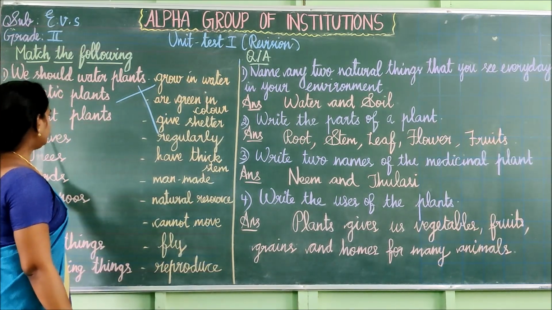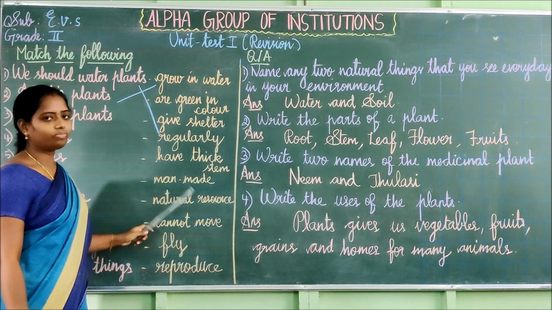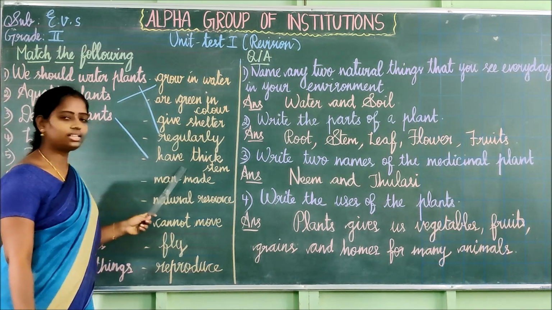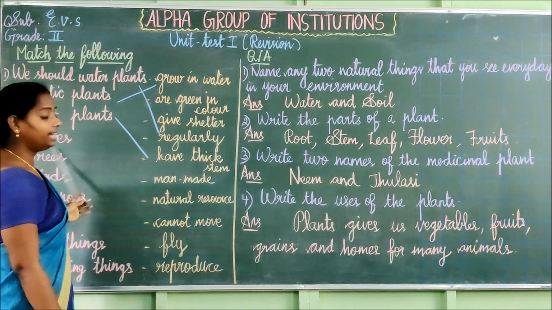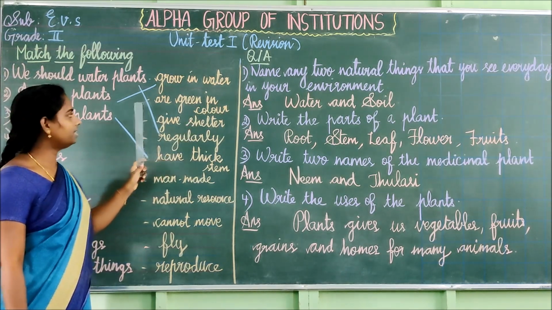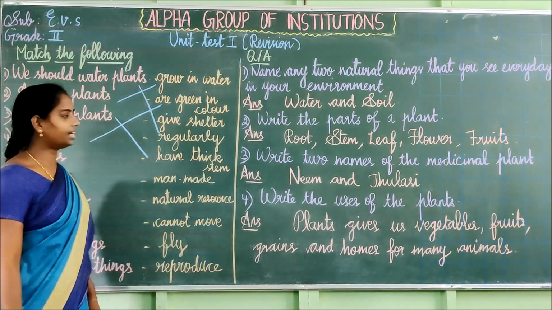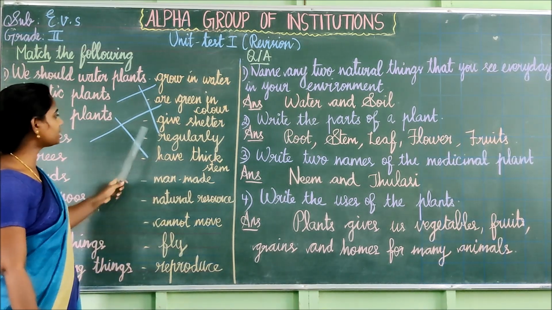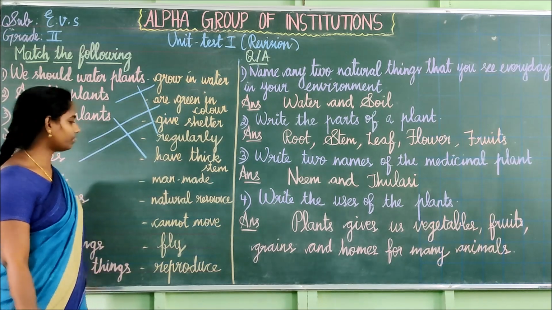The third one is desert plants. Okay? Desert plants always have thick stem. So here the answer for desert plants is thick stem. Next, fourth one is leaves. Leaves are always green in color, isn't it? So we have to match leaves to green in color. And then fifth one, trees. Trees give shelter, isn't it? Trees give shelter. Okay?